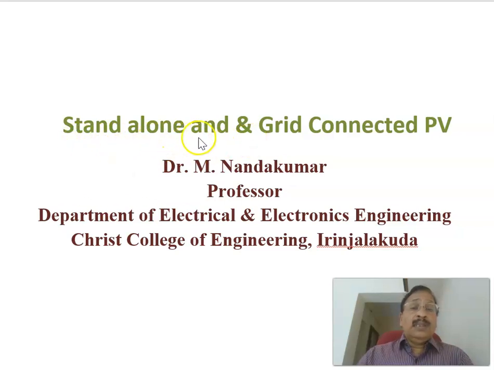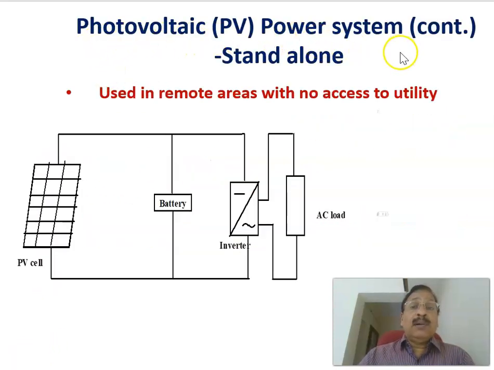In this presentation, I'll be explaining the standalone and grid-connected photovoltaic system. Let us see what we mean by the standalone type of PV system as well as the grid-connected type of PV system. Now, a photovoltaic power system of standalone type is used in a remote area with no access to the utility, where the utility grid is not available.